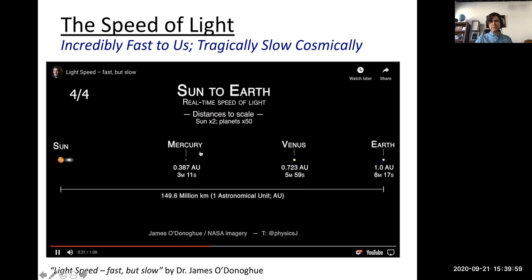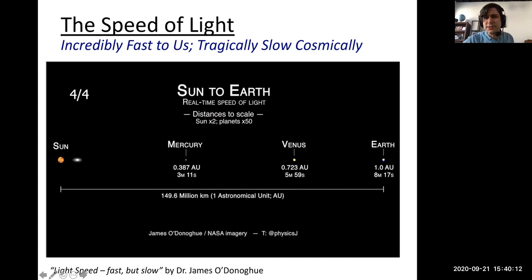And then you have Mercury, at about 3 light minutes away from the sun, Venus at about 5 or 6 light minutes away from the sun. And this is light leaving the sun, going out into the universe. This is just in our solar system. And all of a sudden, that really, incredibly fast, the fastest thing that can exist in the universe, light, seems really slow.